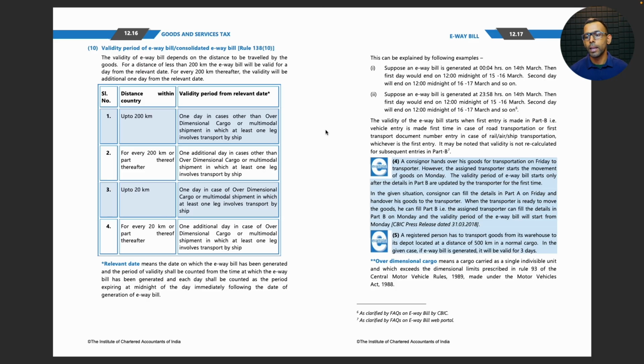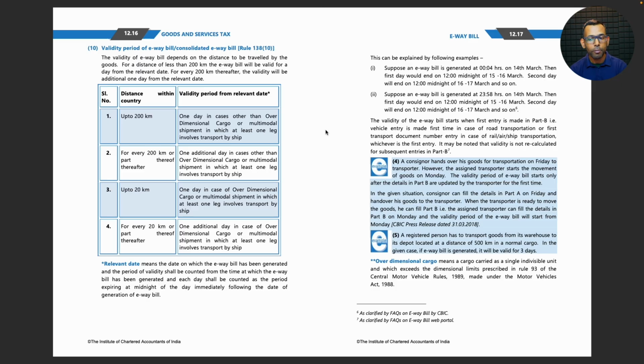Suppose an e-Waybill is generated at 0004 hours on 14th March, then the first day would end on 12 midnight of 15th March, or 15th to 16th March. Second day will end on 12 midnight of 16th-17th March, and so on. Suppose an e-Waybill is generated at 23:58 hours on 14th March, then first day would end on 12 midnight of 15-16 March. Second day will end on 12 midnight of 16-17 March, and so on.